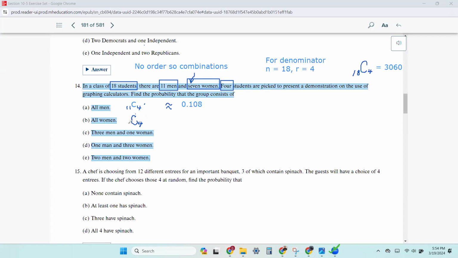Total number of people selected. See the arrow? It's all women. All women. So how many women are there to pick from? 7. Exactly. If we want all women, then those 4 have to come from those 7.